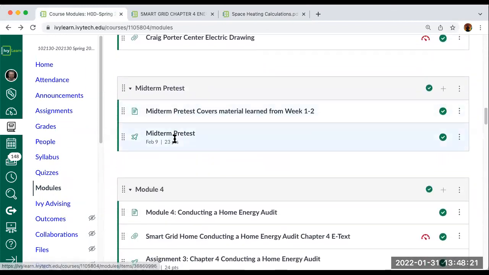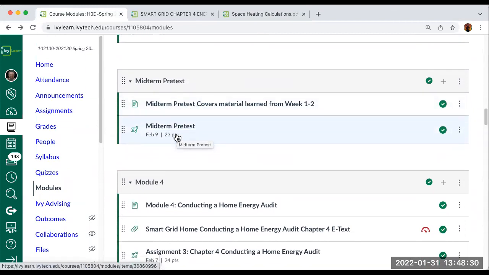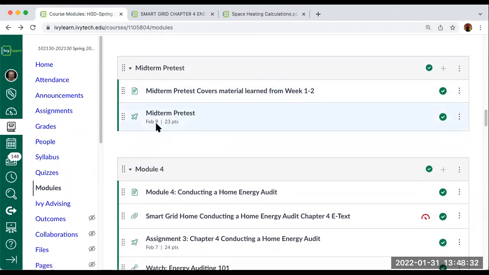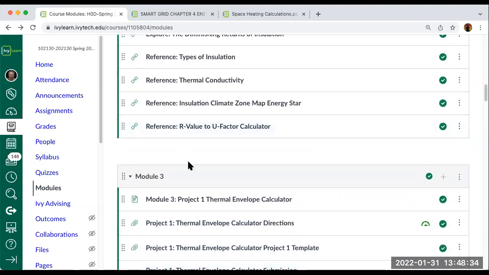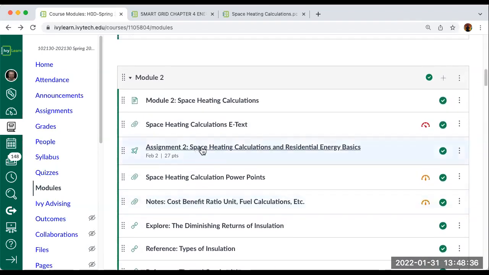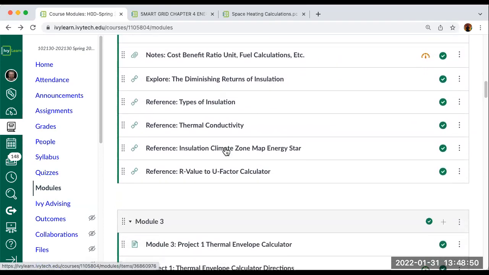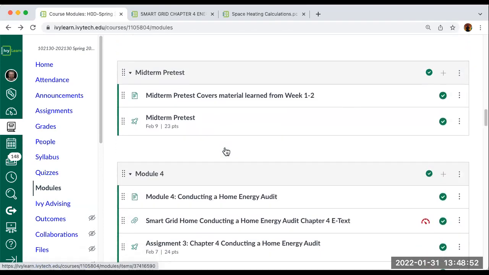There you have the midterm pretest that I've got to fix that link for. But there you can see, if you want to take it, you can click on modules and click right here. It's not due until the 9th. This homework, the space heating calculation, since we're just now finishing up that chapter, that's not due until the 2nd of February. So you want to get that done by Wednesday. Try to finish that up today or tomorrow.